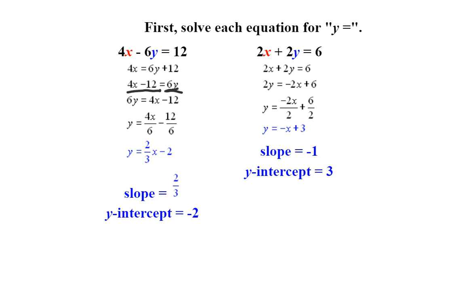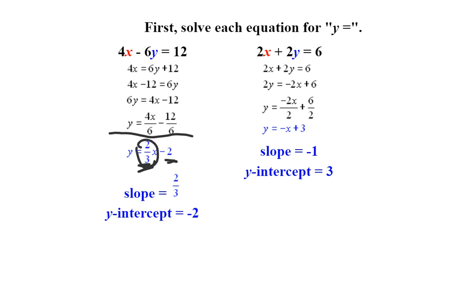Now I could flip it just to make it look better, more presentable. So I've got my y on the left hand side now, I've got my x and my constant on the right hand side. Then the last thing I've got to do is get rid of this 6. To get rid of this 6, I'm going to divide both sides by 6. You can see here I'm going to be left with y equals 4/6 x minus 12 over 6, which is going to simplify down to y equals 2/3 x minus 2.